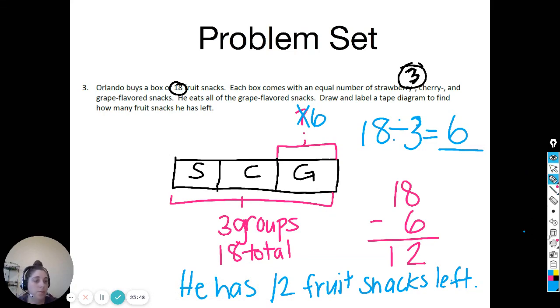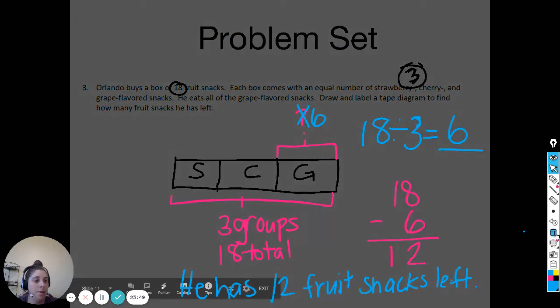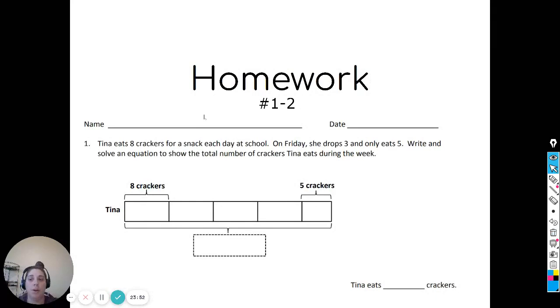Okay, so we're now at the part where you're going to be doing your homework on your own. There's number 1 and number 2, so there is going to be 2 word problems that you're working through. They're going to have multiple steps using addition, subtraction, multiplication, and division.